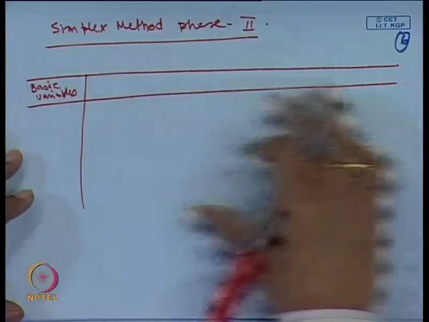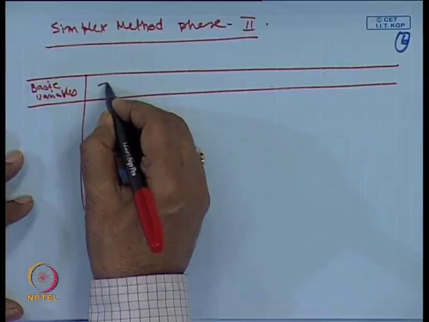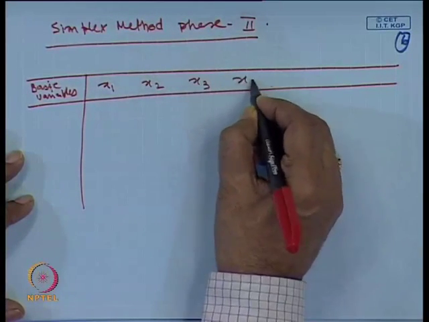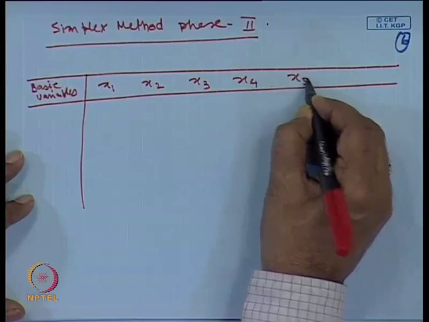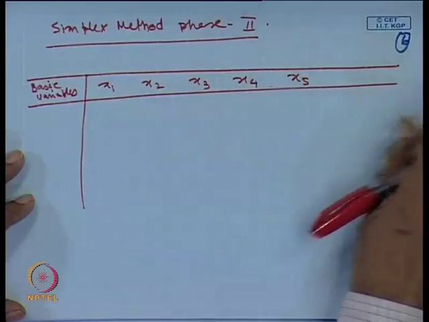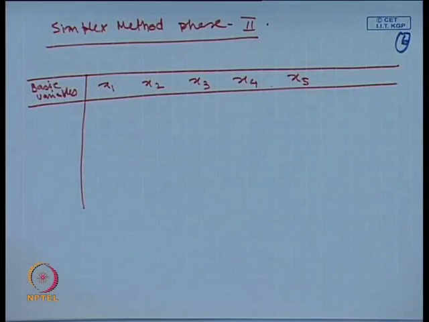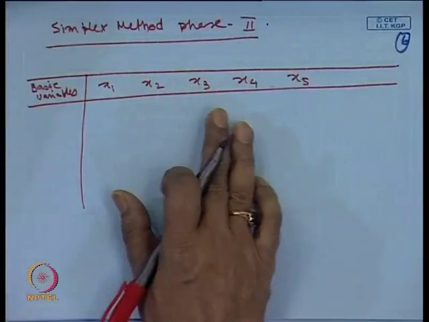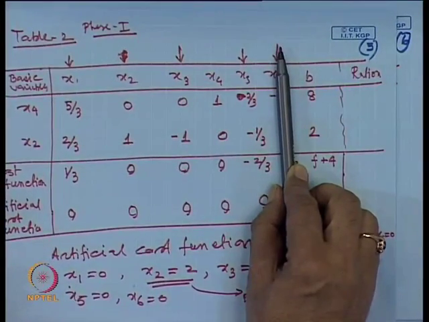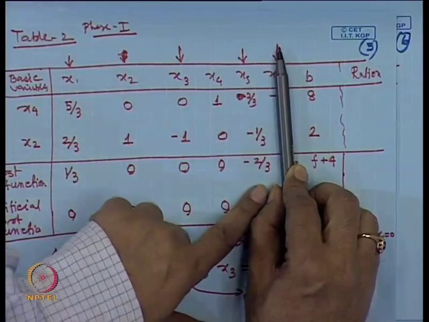But in turn, during phase 1, our tabular equation has now changed. Let us see this one, x1, x2, x3, x4, x5, x6 will not be included in the table. Even if you include it in the table, ignore it in all operations from now onwards. So, our last table, I am reproducing here our last table, omitting the last column as well as the artificial cost function.